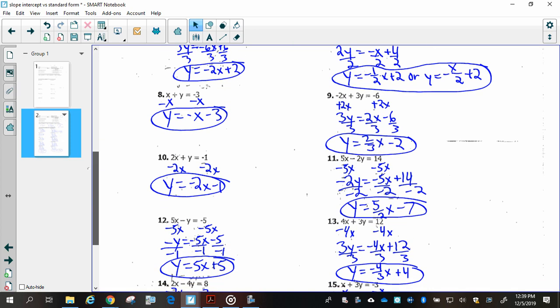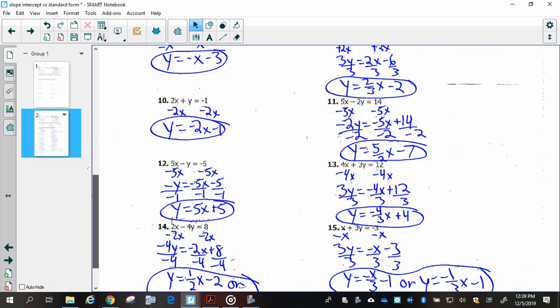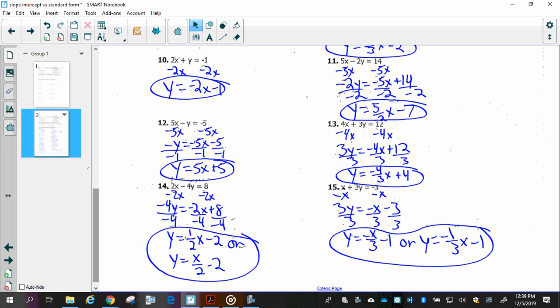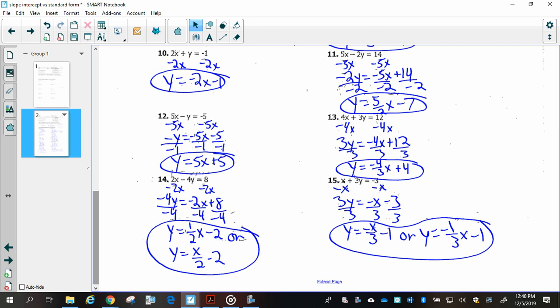8 was y equals negative x minus 3. 9 was y equals 2/3 x minus 2. 10 was y equals negative 2x minus 1. 11 was y equals 5 over 2x minus 7. 12 was y equals 5x plus 5. 13 was y equals negative 4 over 3x plus 4.